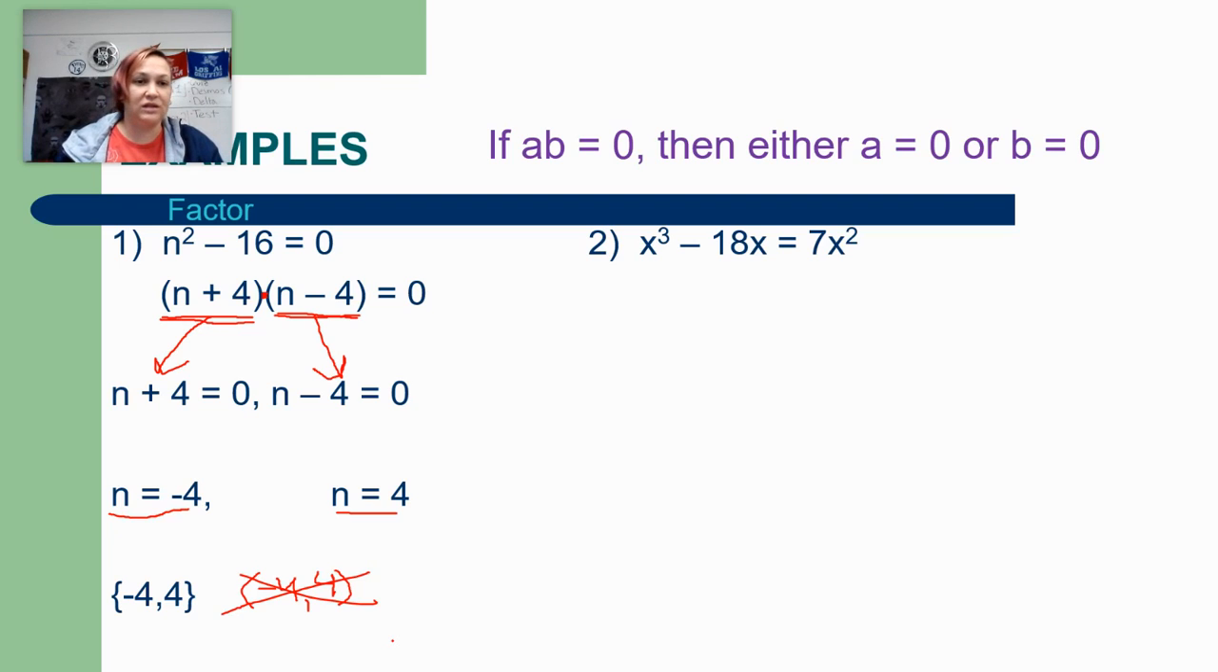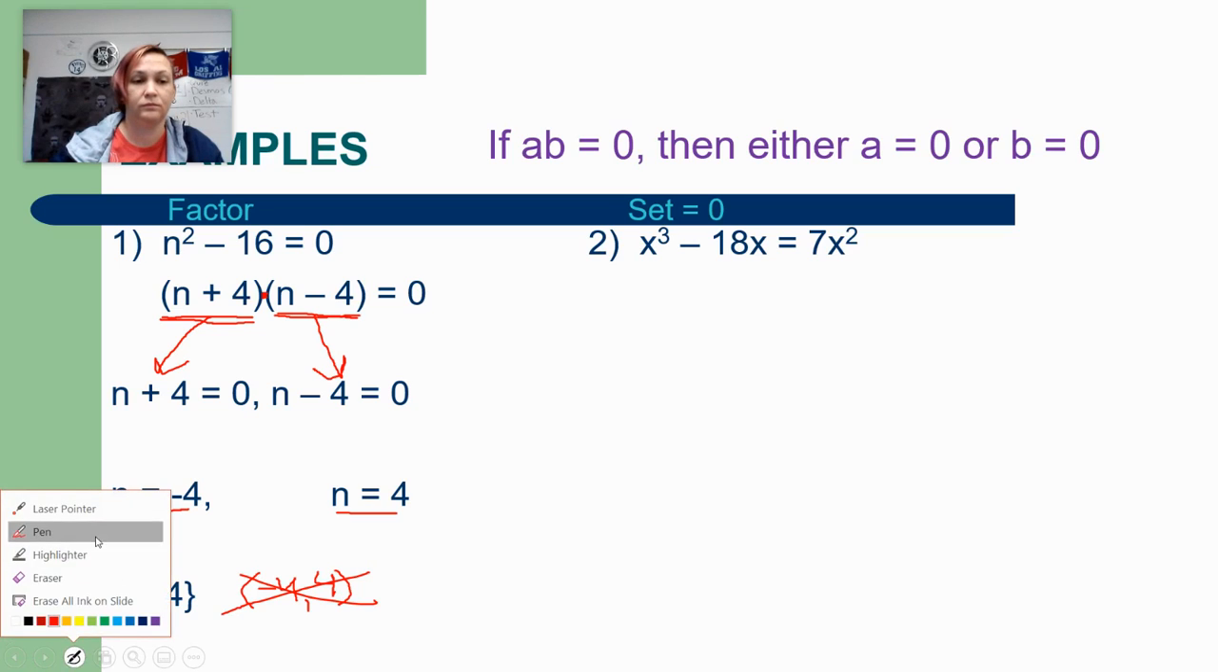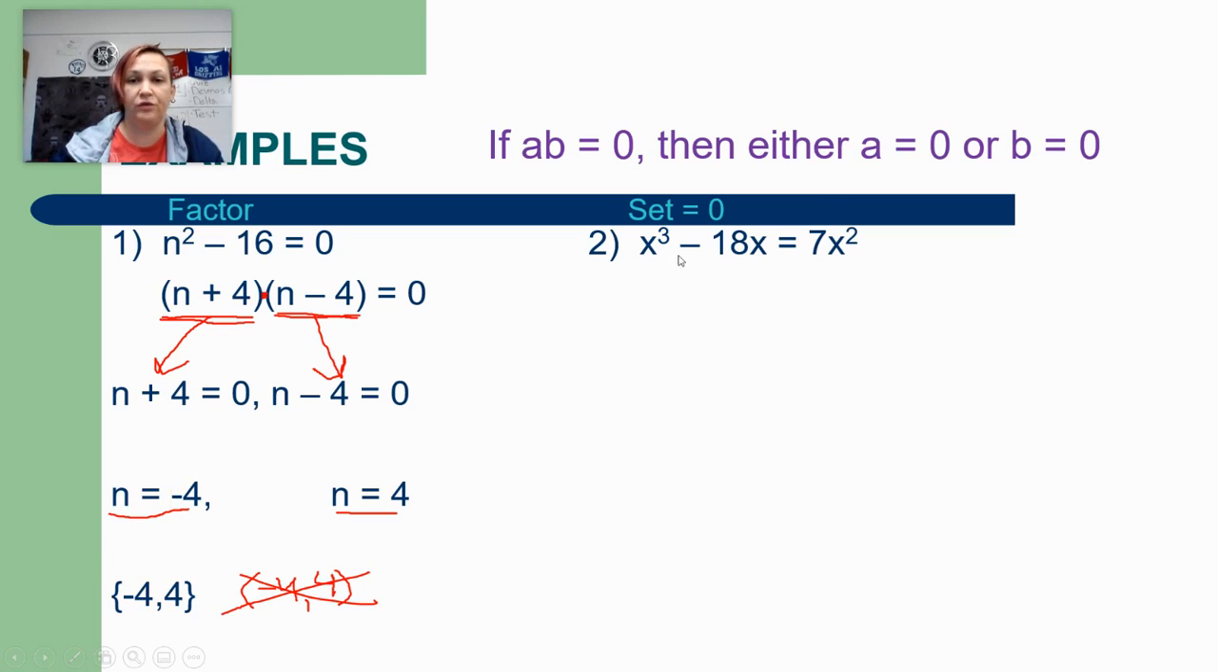All right, so that's generally what we're doing today. We're making sure that our equations are equal to 0, we're factoring completely, and then we're getting multiple answers for these problems. So let's try that second example. Now the second example is not currently equal to 0, so the first thing I'm going to do is set it equal to 0. And I'm going to do that by subtracting the 7x squared. And so I'm going to take this and move it over.